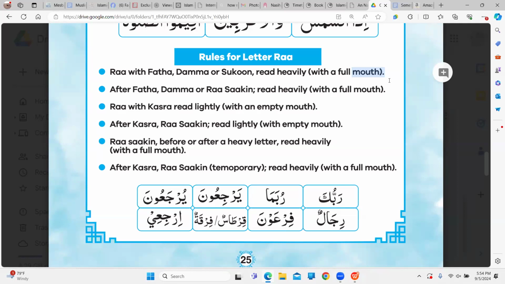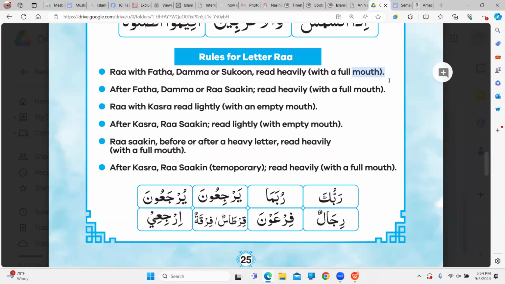Wait, what am I saying? Rules of the letter ra. Ra with fatha, dhamma, or sukun is heavy, right? After fatha, dhamma, or if there is a ra sakin, they read with full mouth. Full mouth, mufakham. Full mouth means heavy. Empty mouth is muraqqaq.